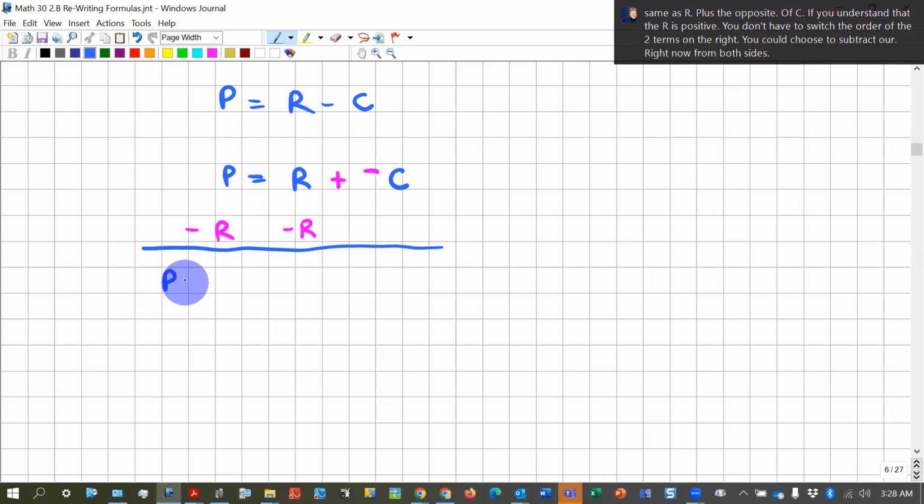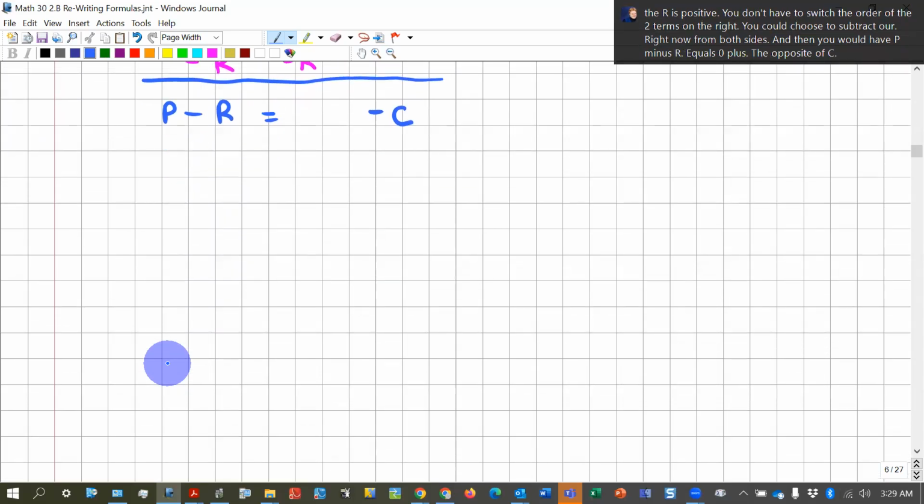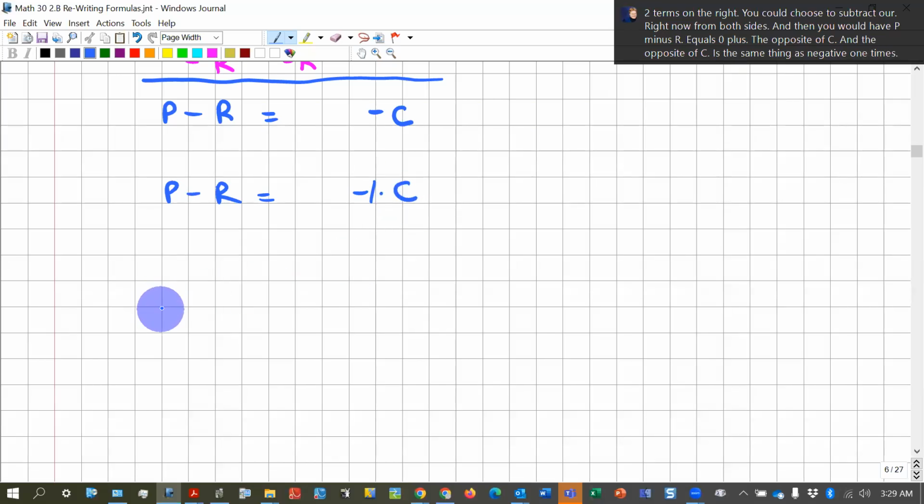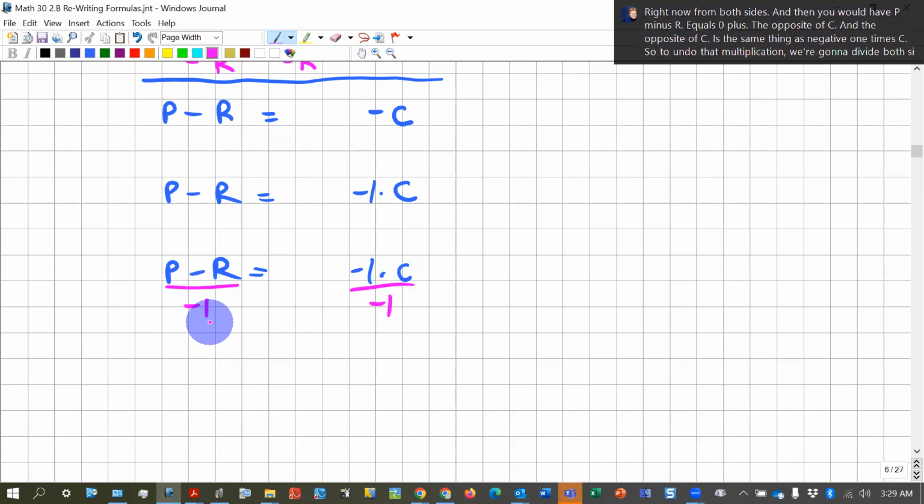And then you would have P minus R equals 0 plus the opposite of C. And the opposite of C is the same thing as -1 times C. So to undo that multiplication, we're going to divide both sides by -1.